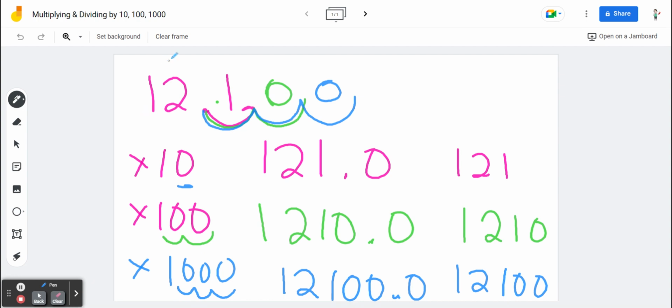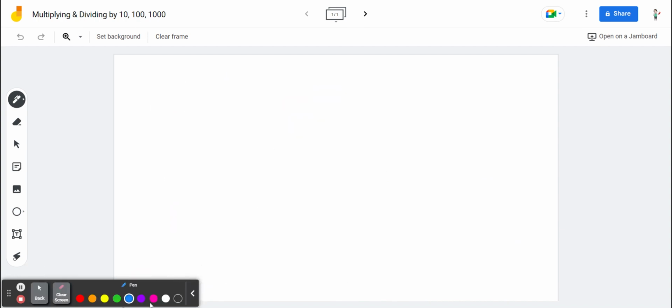This is really important, especially since we are right now working on doing some metric conversions. Okay, so let me go back here. Let me get to my pen. We'll clear the screen. Let's do another example. We'll say we have 5 and 75 hundredths. That's how we say that.